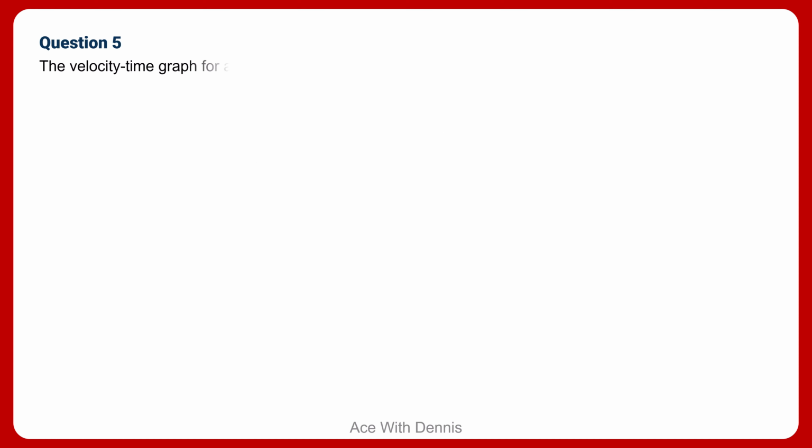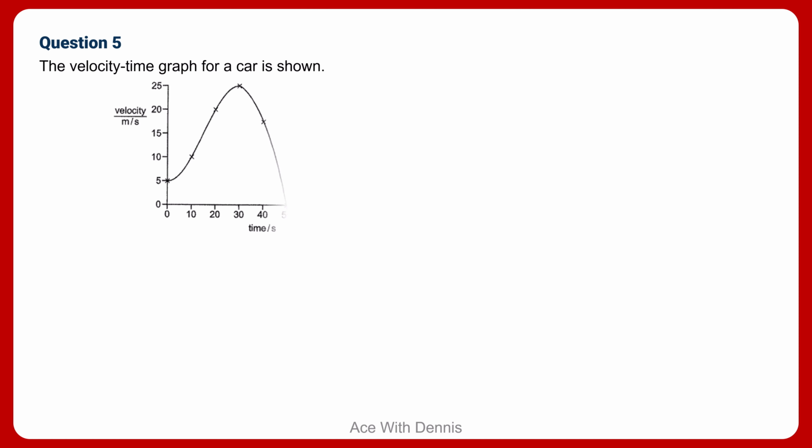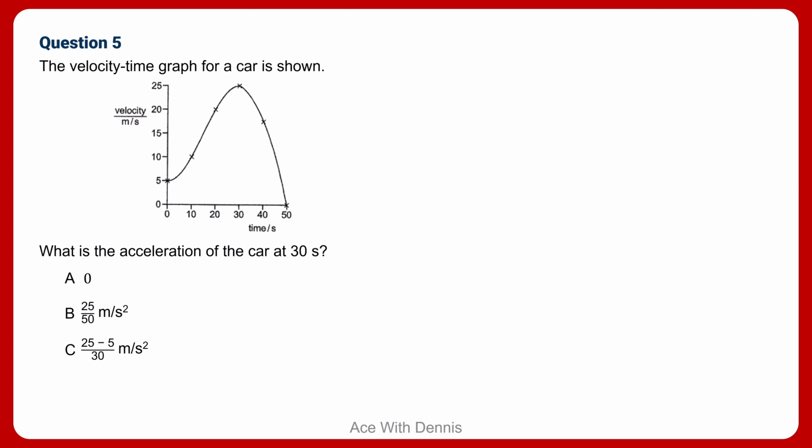Question 5. The velocity-time graph for a car is shown. What is the acceleration of the car at 30 seconds? A. 0. B. 25 over 50 meters per second squared. C. 25 minus 5 over 30 meters per second squared. Or D. 25 over 30 meters per second squared. The answer is A. 0.